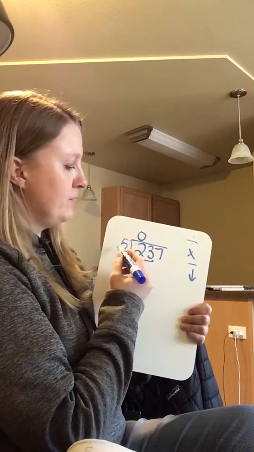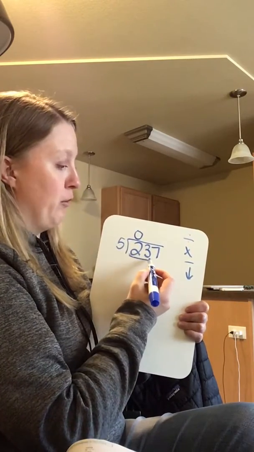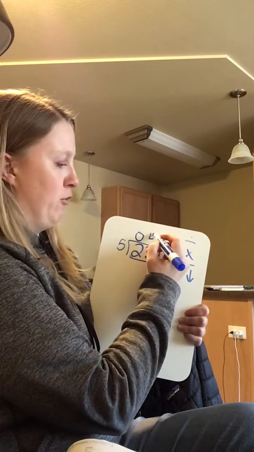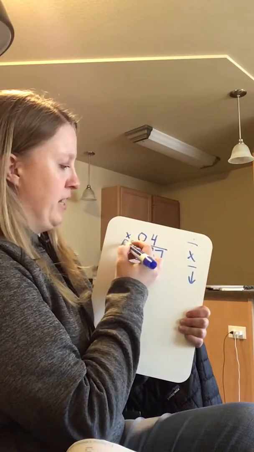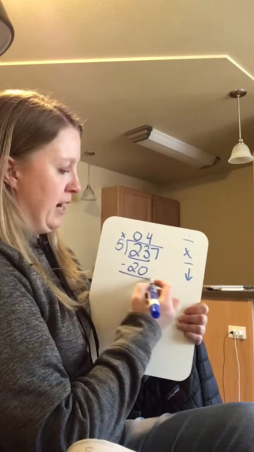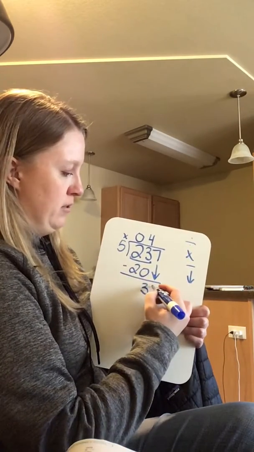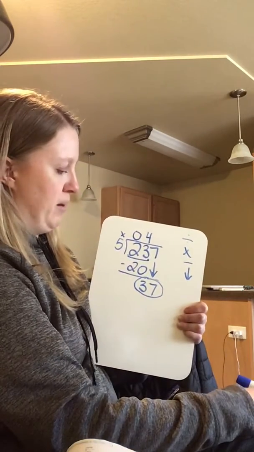So now, we still stick to the cycle. How many times can 5 go into 23? That would be 4 times. So I'm going to put that 4 up above the second digit. What does 5 times 4 make? 20. Subtract. 23 minus 20 is 3. Bring down 7. Start all over with this new number.